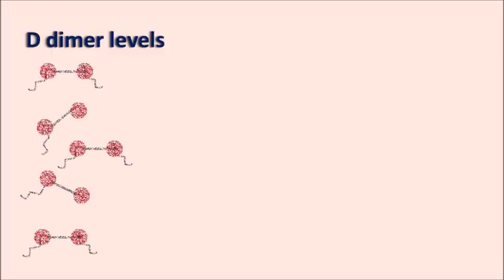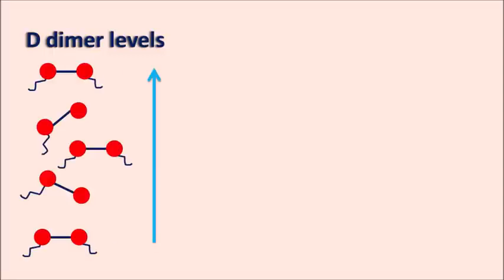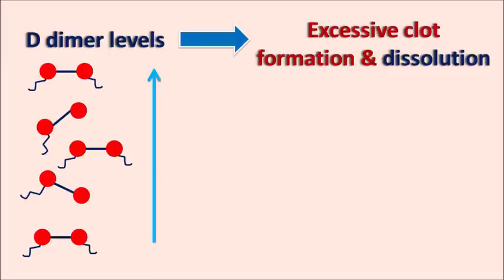When we observe elevated D-dimer levels, as we have seen earlier, this D-dimer is formed after the dissolution of the blood clot. So these D-dimer levels are excessively increased in conditions like excessive clot formation and dissolution. In any pathological condition where there is excessive clot formation followed by dissolution, we can observe elevated D-dimer levels.